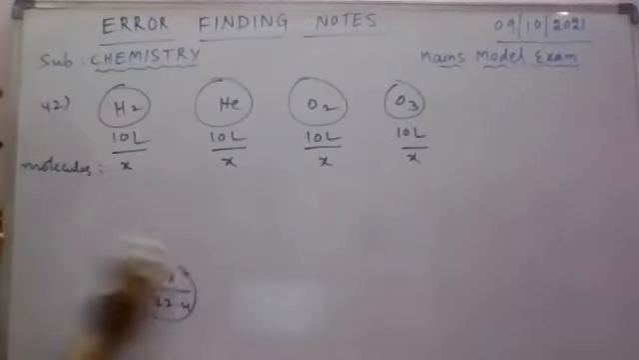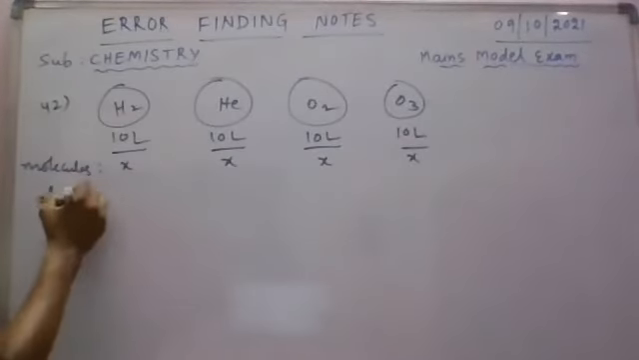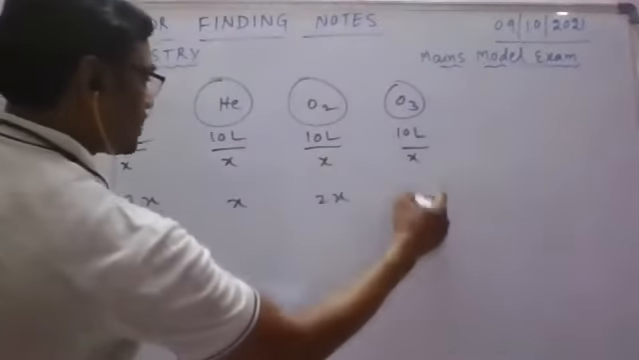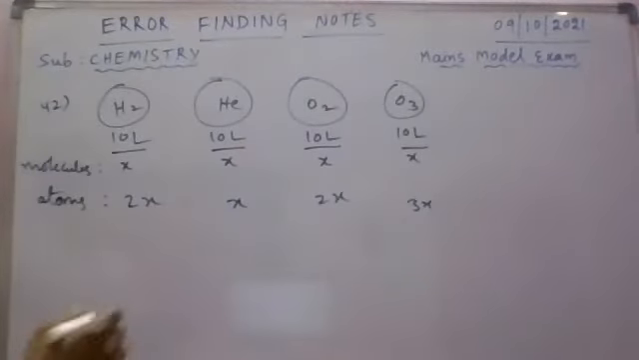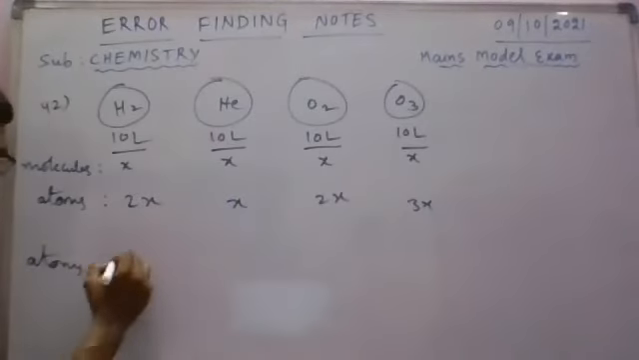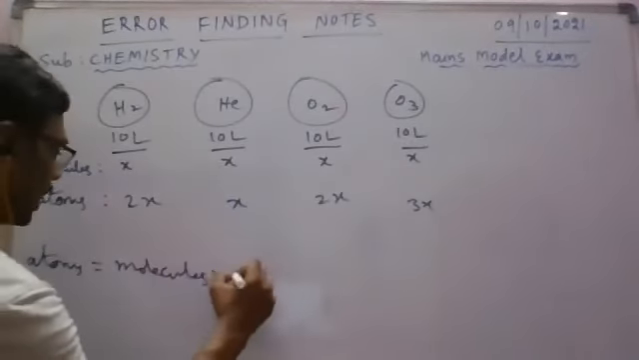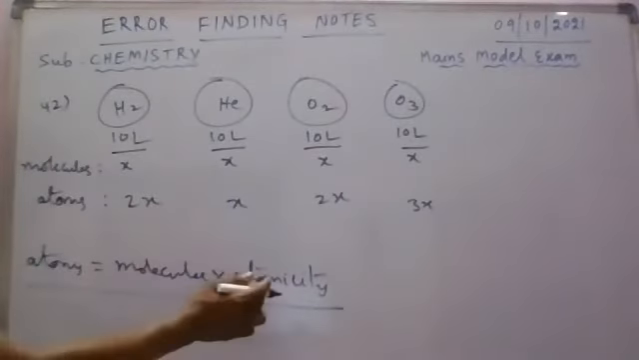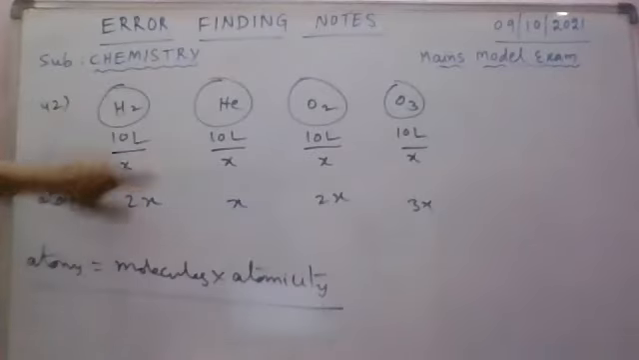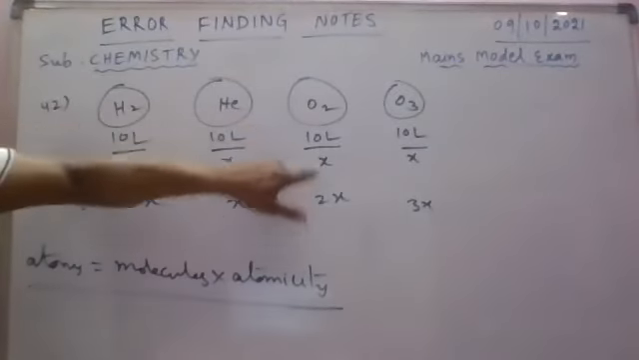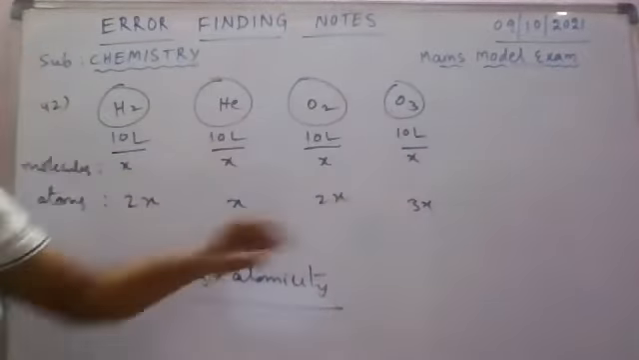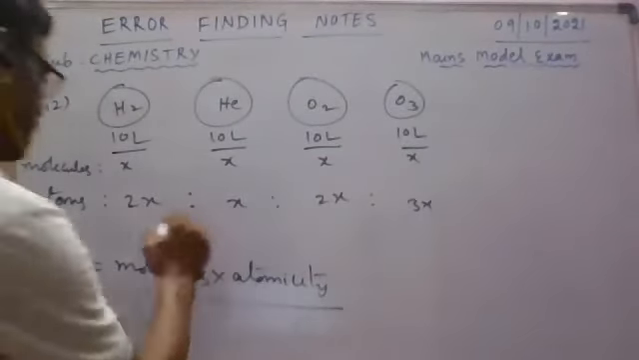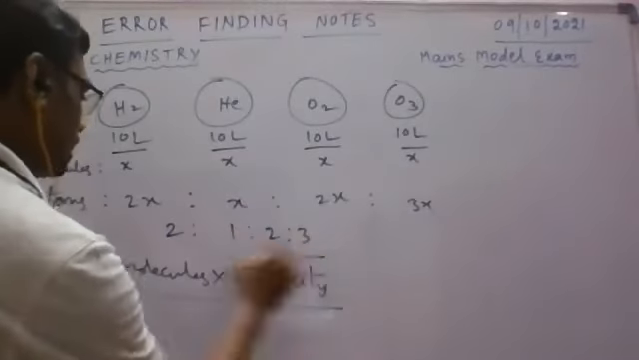Then the question is about the atoms ratio. Atoms: the first flask consists of 2x, the second x, the third 2x, and the fourth 3x. Because the number of atoms is equal to the number of molecules into atomicity. H2 gas has atomicity 2, helium gas atomicity 1, O2 gas atomicity 2, ozone gas atomicity 3. So in the ratio the x cancels, and the ratio is 2 is to 1 is to 2 is to 3.